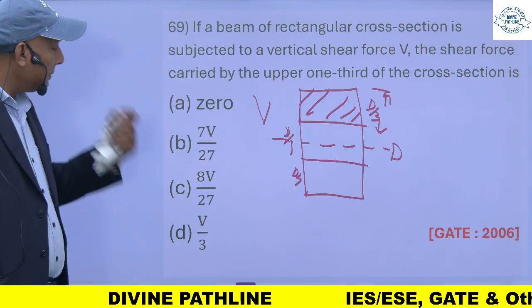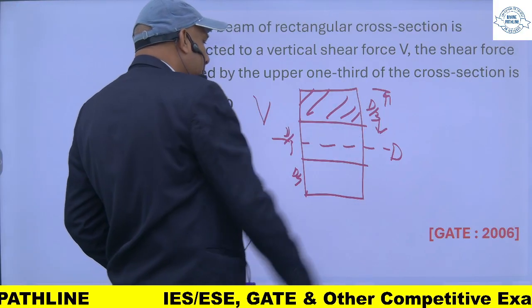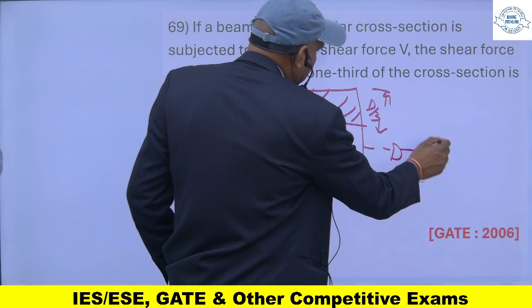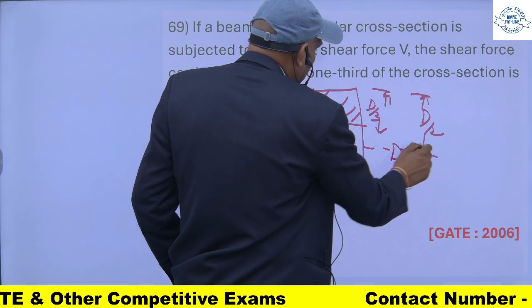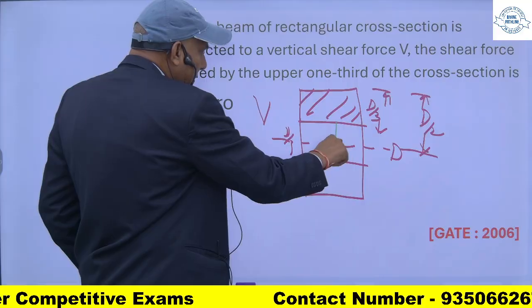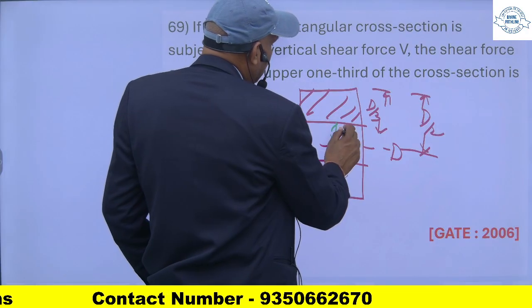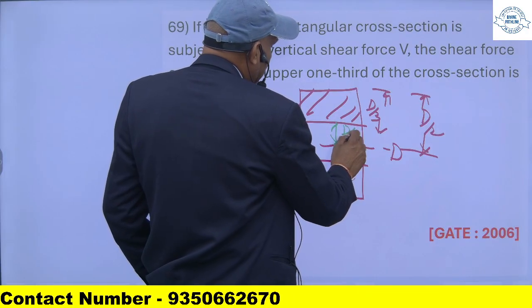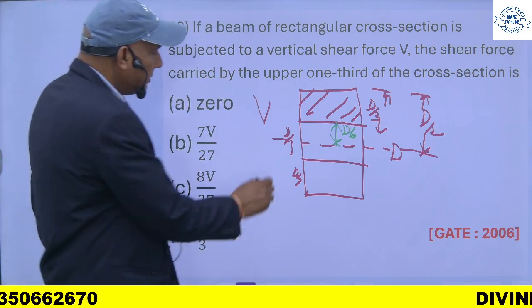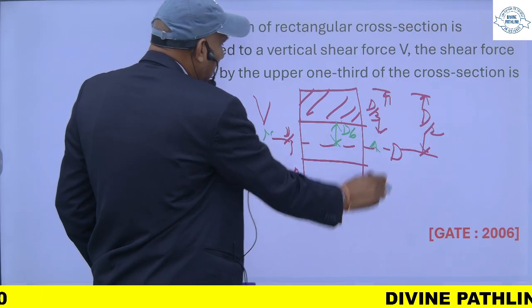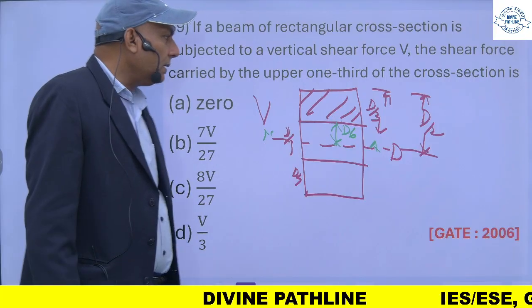And remember, this height from the neutral axis is half of D. So this is D by 2. It means this distance will be D by 2 minus D by 3, so this will be D by 6. This distance is D by 6 from the neutral axis. This is the neutral axis. I have to calculate the shear force carried by this one third.